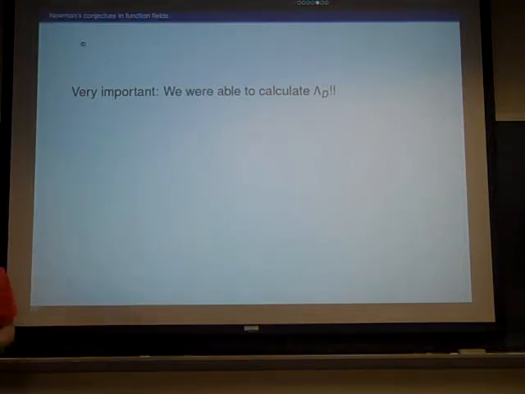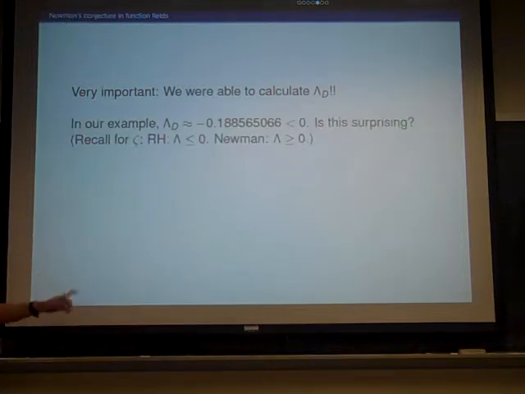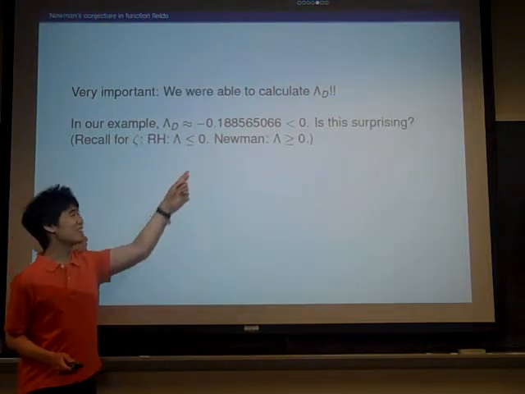So the fact is that we were able to calculate it, and imagine if we could calculate lambda for the Riemann zeta function. Then we would either prove or disprove Newman's conjecture, and more importantly, we would prove or disprove the Riemann hypothesis. But that seems a little hard, so let's go back to lambda_d.